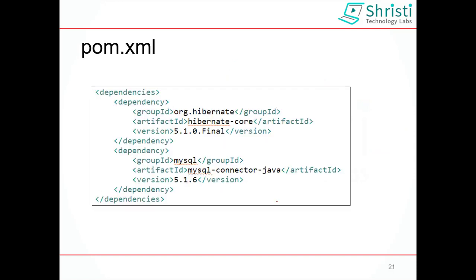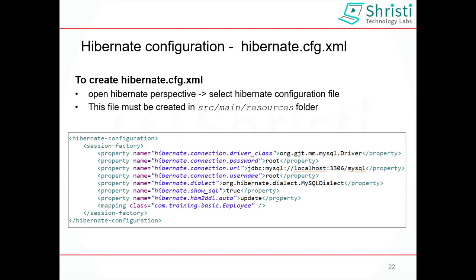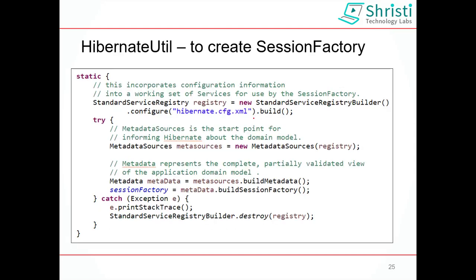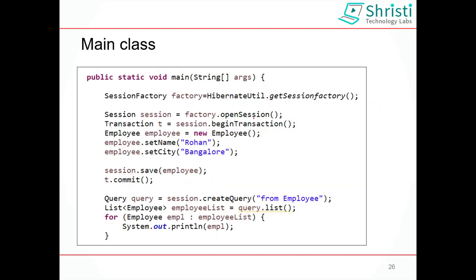So creating a Maven project, adding the dependencies in pom.xml, we will be working with Hibernate Core 5.4 and we are using Oracle database. Then we need to create the Hibernate configuration file. This has to be added in src main resources. We need to create the employee class with the appropriate annotations. Then the HibernateUtil to create the session factory, and finally the main class from where you will be saving the Java object into the database. Let us start it now.